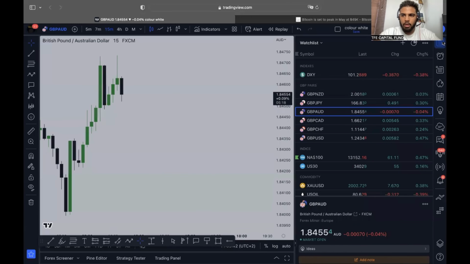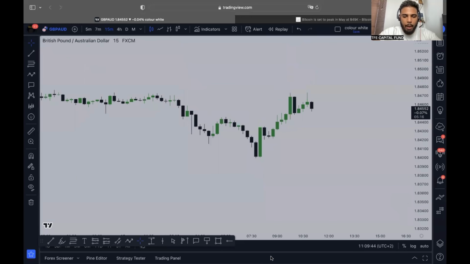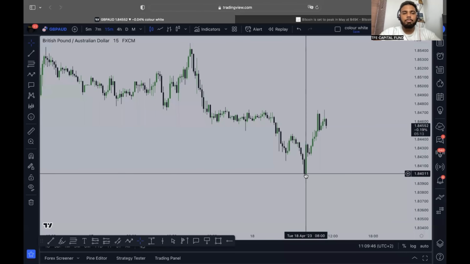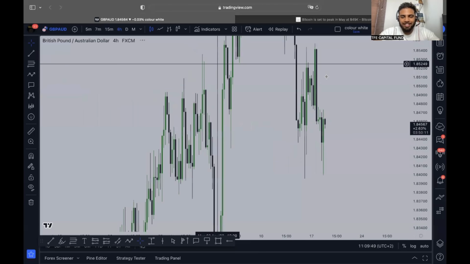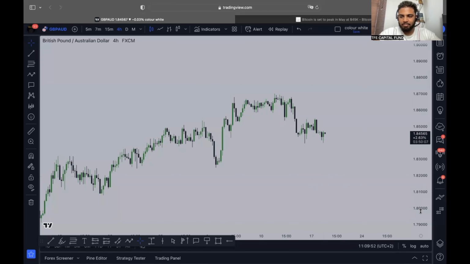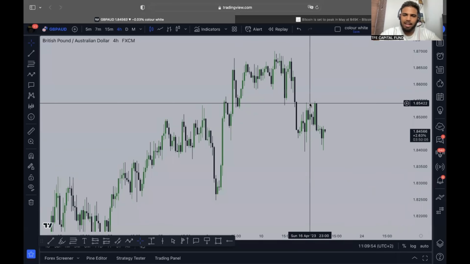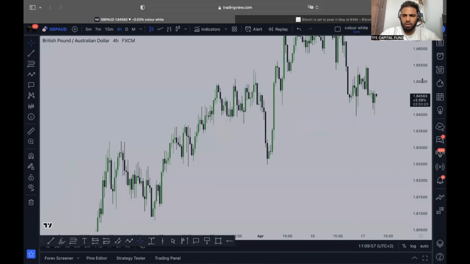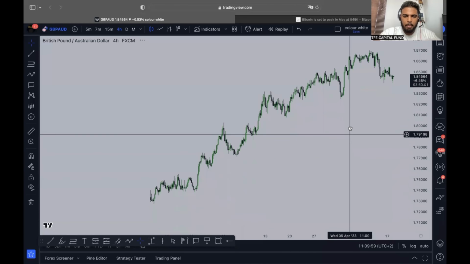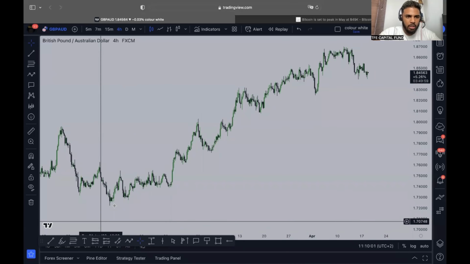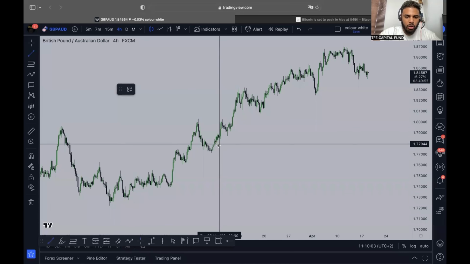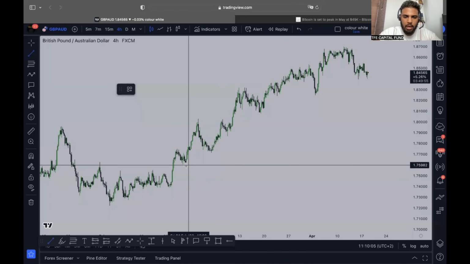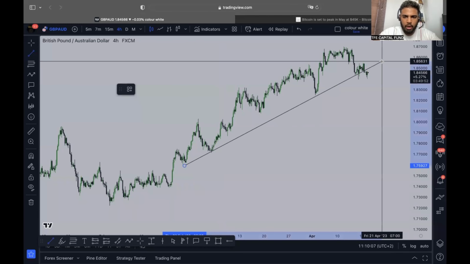GBP AUD. Now this pair, I'm going to give you guys another note. This pair is not for the plays. This pair is ruthless. It's choppy, look how choppy it is. It has a major trend, and it's quite bullish. You guys see it. But if you go on a lower time frame, it's choppy.